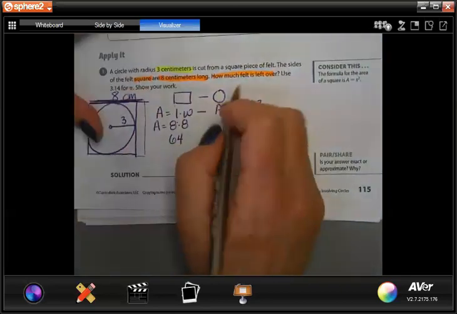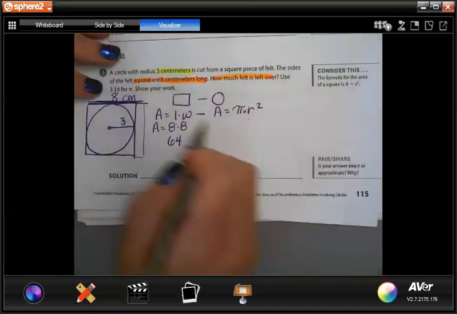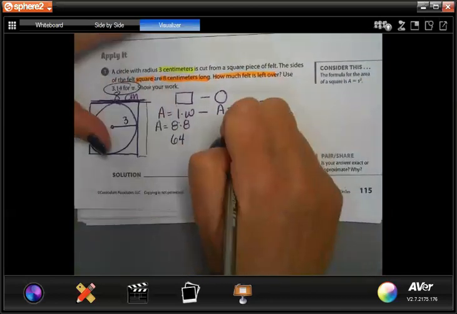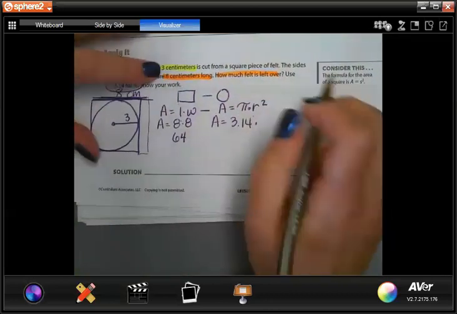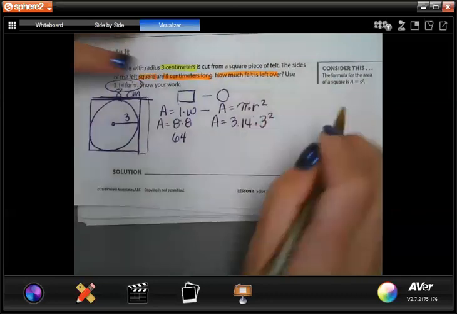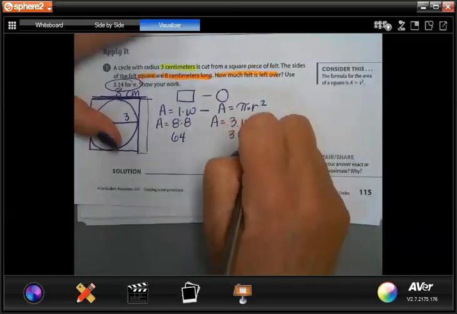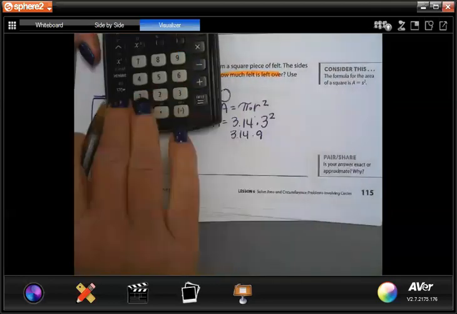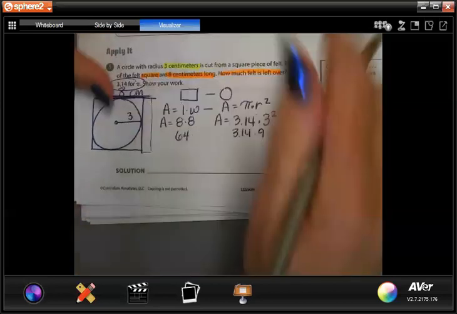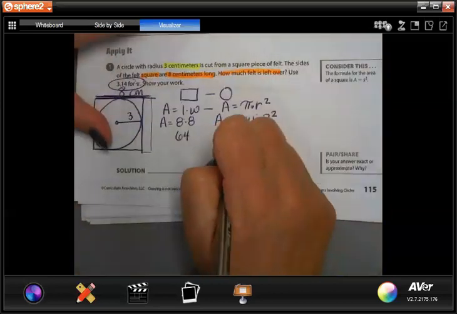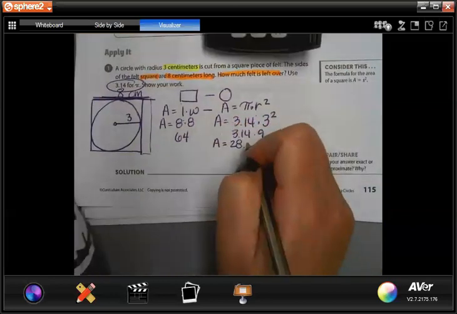Now we're going to do the area of my circle. The area of the circle is pi, and it tells us to use 3.14 for pi, times the radius, which is 3, and we have to square that. So this would be 3.14 times 9. So we're going to go 3.14 times 9, and the area of my circle is 28 and 26 hundredths.